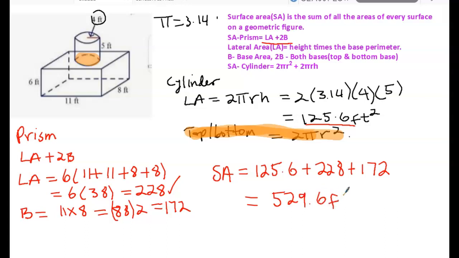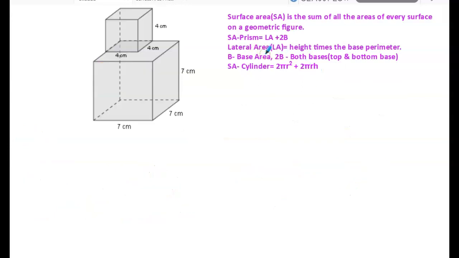529.6 feet squared. Right, so we have two prisms here, a small prism sitting on the big one, and here we realize that this section is where they overlap. What happens is we are going to count it twice, once for the small and once for the big. So as we are calculating, we are not going to include that portion and this portion here, so that it can be taken care of.